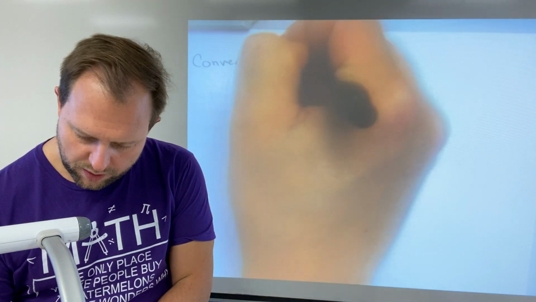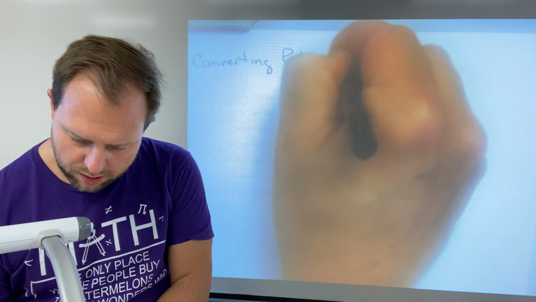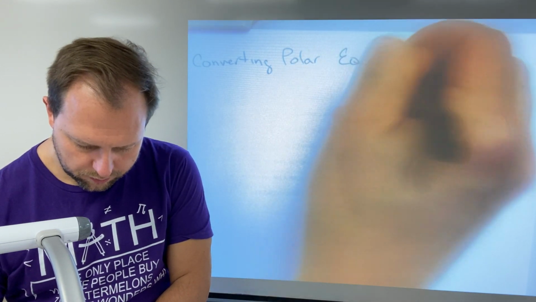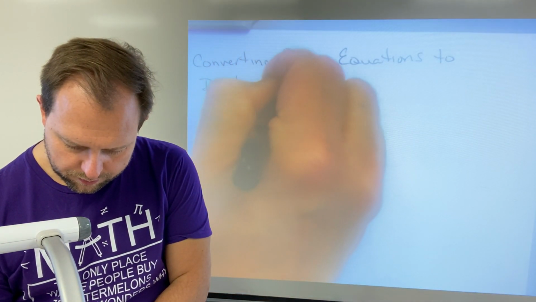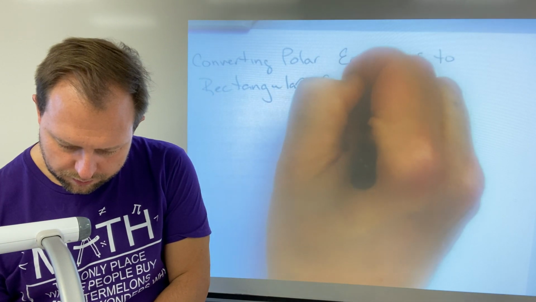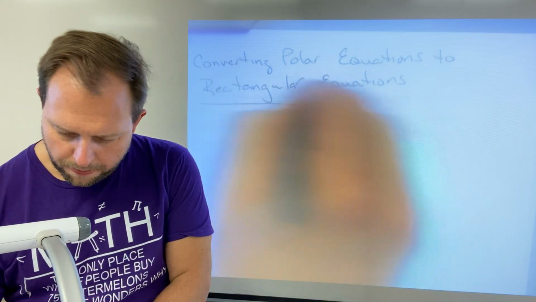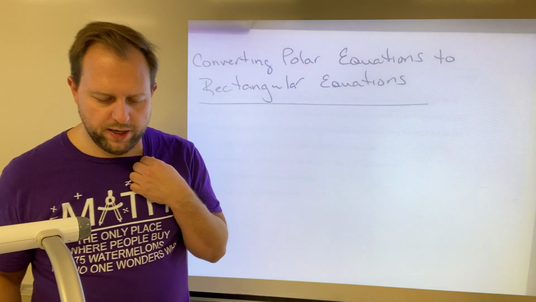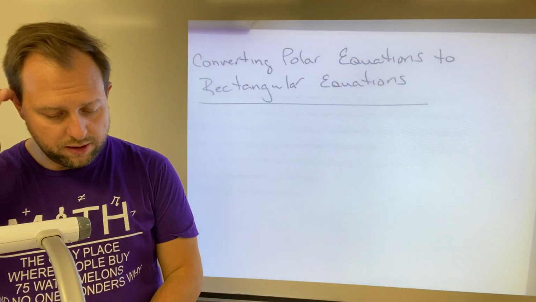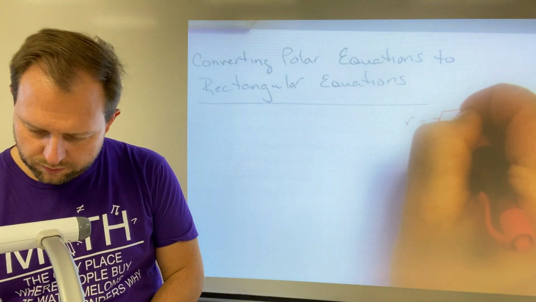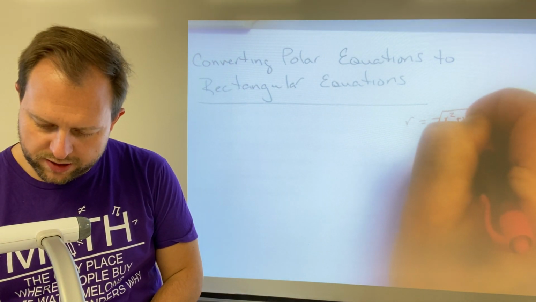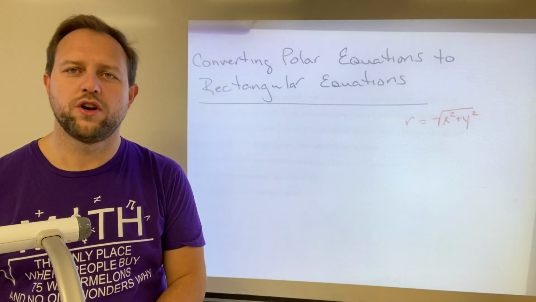So now we're going to convert polar equations to rectangular. Okay, this time what we need to remember is that wherever we have an r, we can put in the square root of x squared plus y squared to convert it to xy terms.